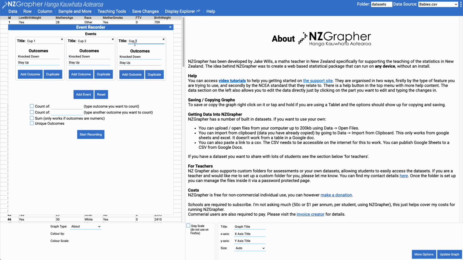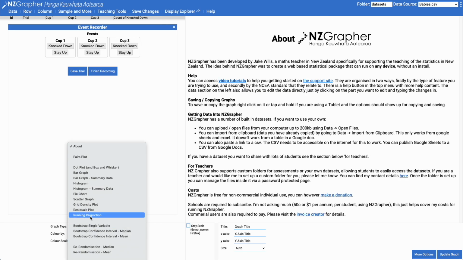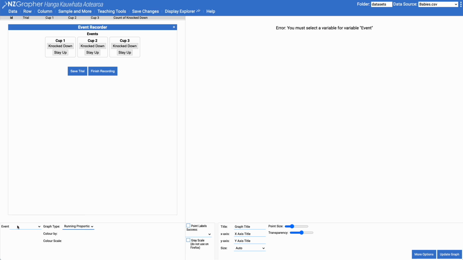So I've got 3 of them, cup 2 and cup 3. And I want to get the count of knocked down. And then I can press Start Recording. I'm going to change my graph type here to my running proportion, and the event I'm looking at is the count of knocked down. So let's knock down some cups.